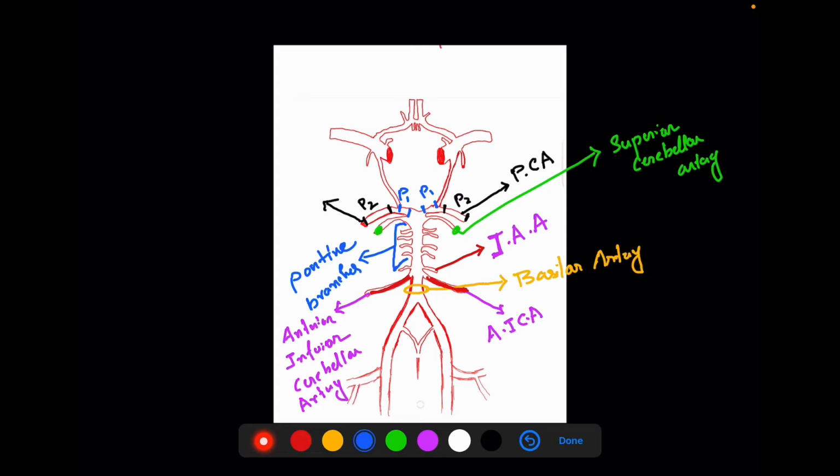This posterior cerebral artery fills the posterior part of the circle of Willis. Now, the branch coming laterally from here is called the posterior communicating artery. That is here. This one is the posterior communicating artery.